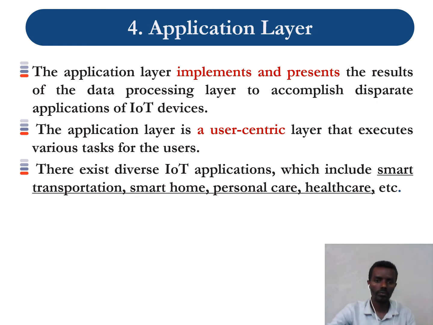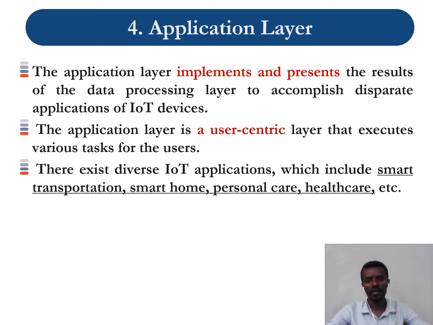Okay, the last one is the application layer. This application layer is the physical connection with the human being, where the last result of the sensed data or values can be seen. The application layer implements and presents the result of the data processing layer to accomplish the disparate applications of the IoT devices. So it accepts the data and then shows or presents it for the users.